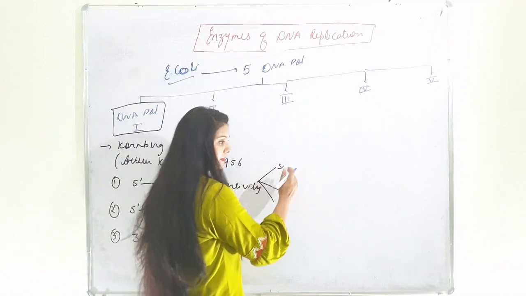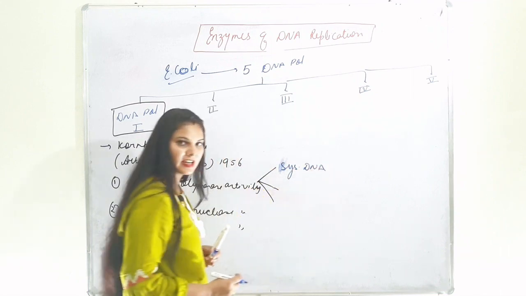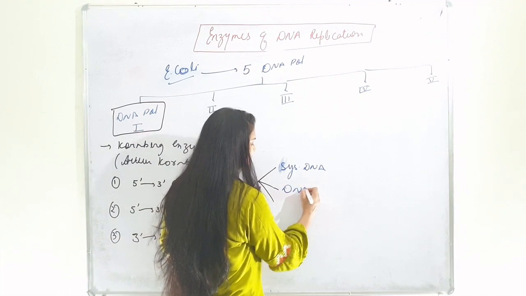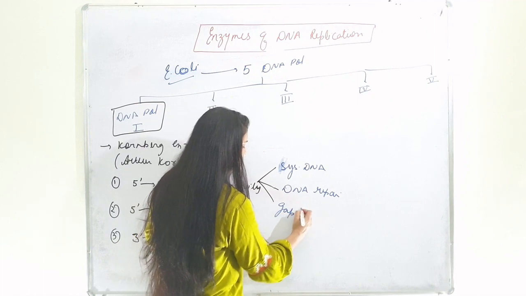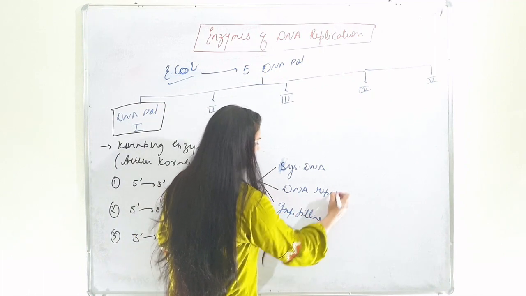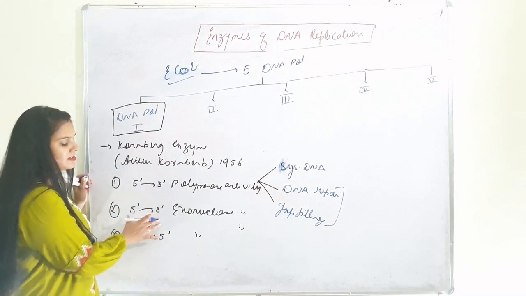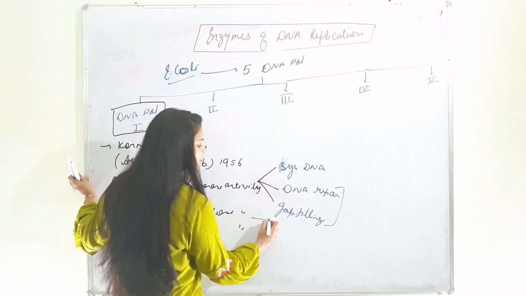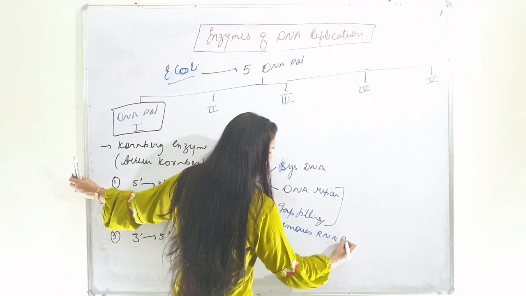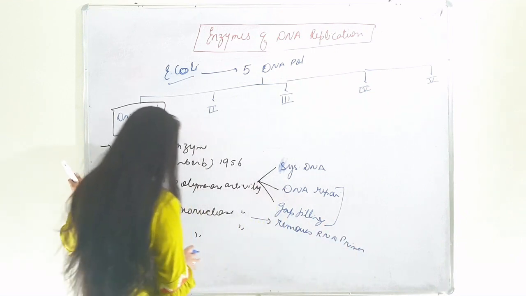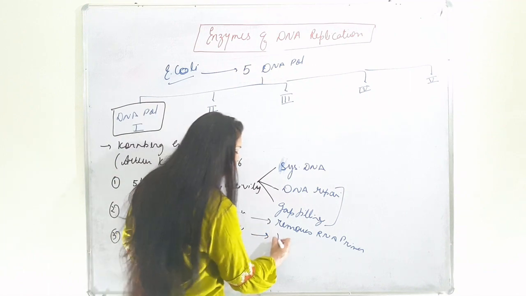Now the 5'-3' polymerase activity primarily performs synthesis of a new strand of DNA. Along with it, it also helps in DNA repair and gap filling. These two are subsidiary functions and synthesis is the primary function. 5'-3' exonuclease activity removes the RNA primer, and 3'-5' exonuclease activity has a proofreading capacity.